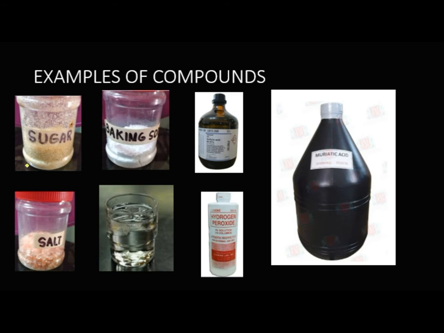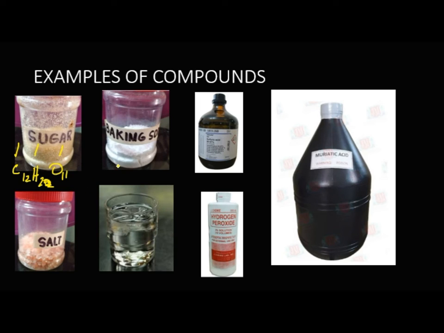This one is a sugar. So sabi natin kanina, compound is a chemically bonded materials or elements. What are the elements involved in making sugar? These are carbon, hydrogen, and oxygen: C12H22O11. So the elements involved are carbon, hydrogen, and oxygen.